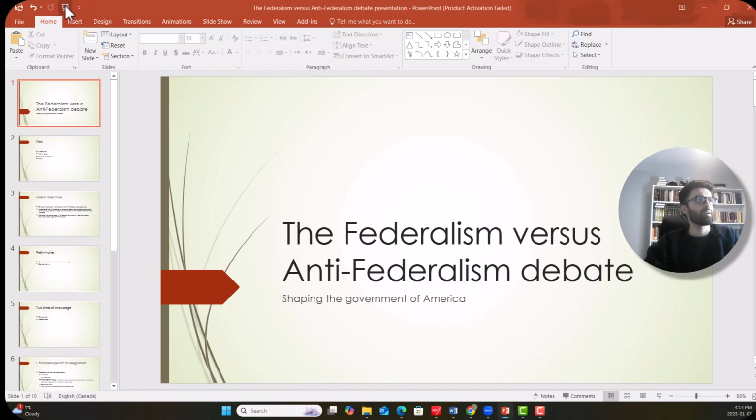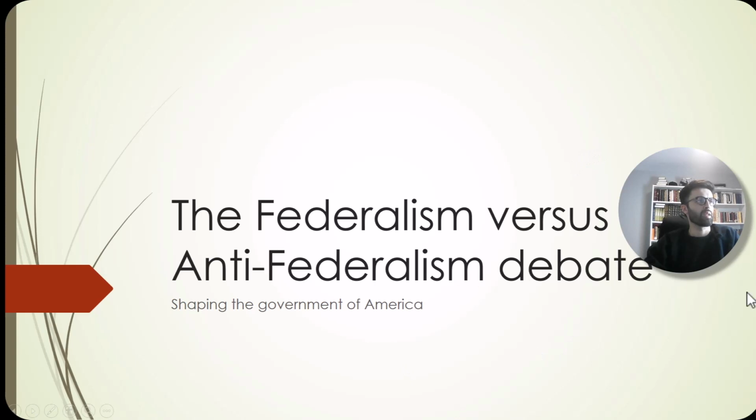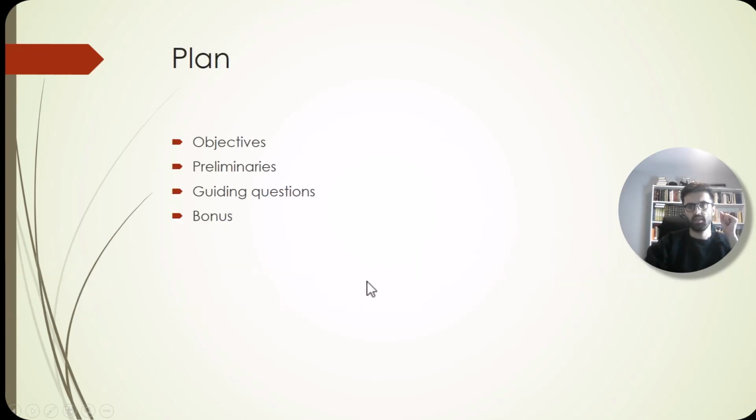So today we're going to be looking at what's called the federalism versus anti-federalism debate, which is a really interesting episode in the history of American politics. Basically, it represents the very interesting and foundational debate in American history that shaped or structured the American government as we know it today.